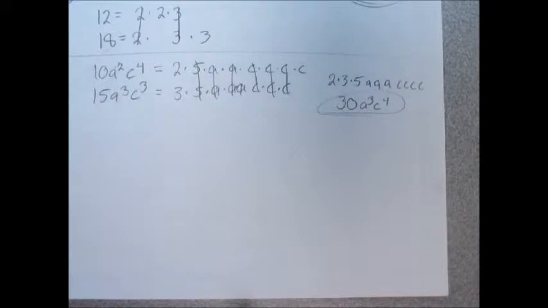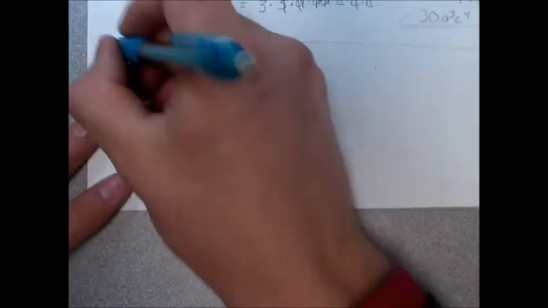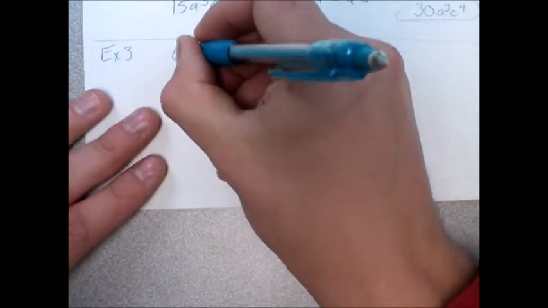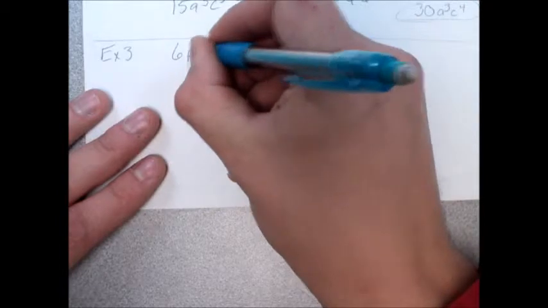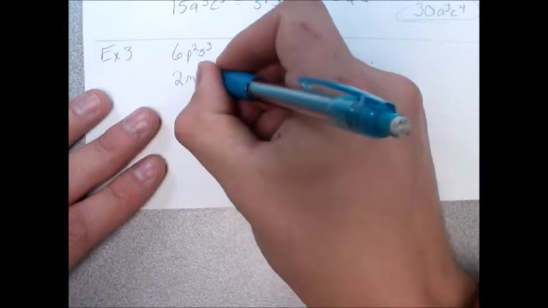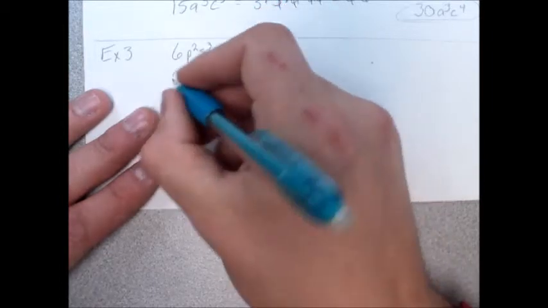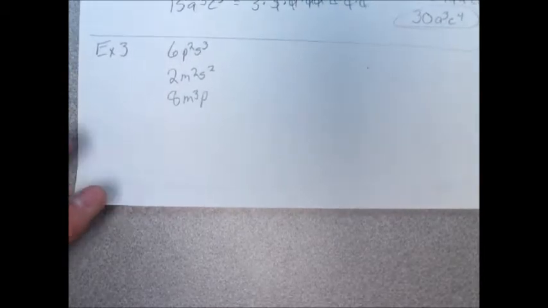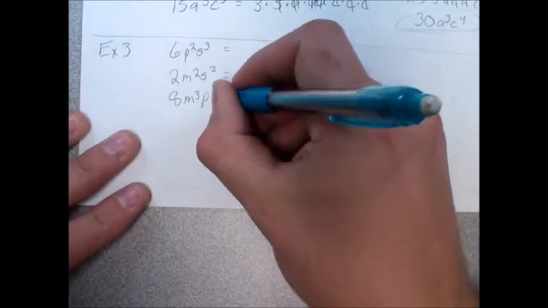Alright. They get hard quickly, so just throwing that out there. Example 3, we're going to find the least common multiple of 3 things. So we have 6 p squared s to the 3rd, 2 m squared s squared, and then we have 8 m to the 3rd p. Again, the shortcut way to do this is just to look at all of them and take the biggest one when you do it.